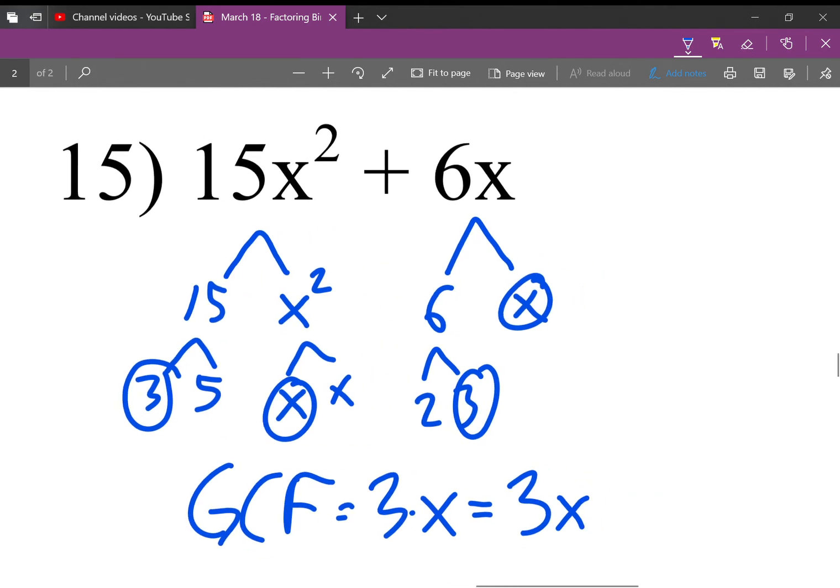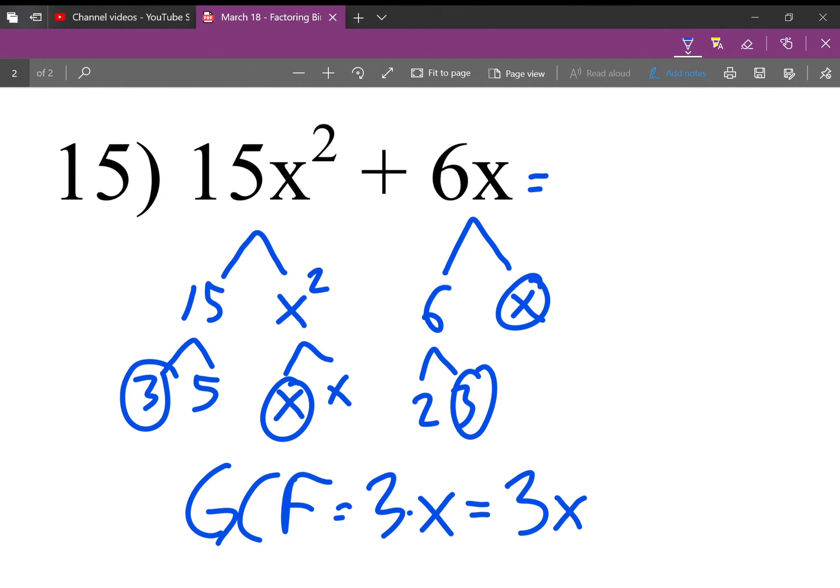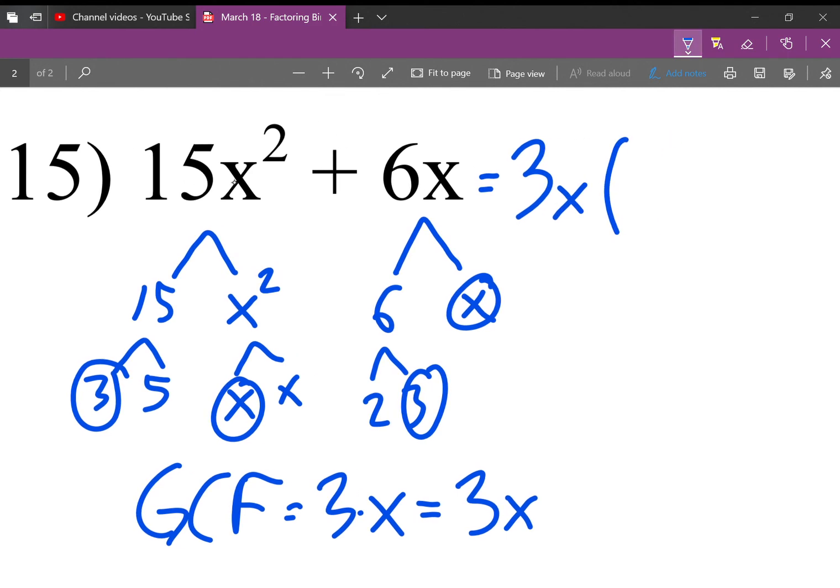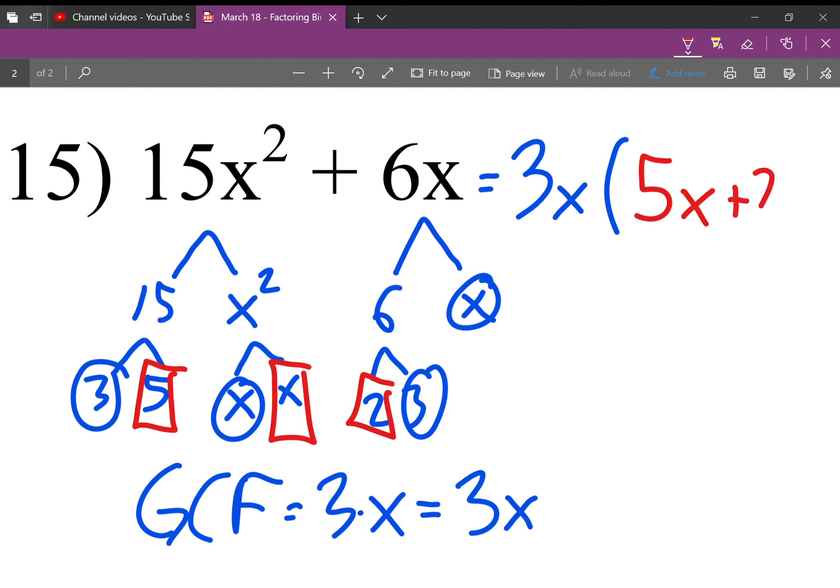Now I'm going to factor, so I'm going to make this equal to, the greatest common factor goes outside of a pair of parentheses. I'll open the parenthesis. And then what am I going to do? I'm going to look for the leftovers. In this first term, I have a 5 left over, and I also have an x left over. That's going to make 5x over here. Over here in the second term, the only thing I have left over is a positive 2. And so that gives me a plus 2. And then that is it. This is now factored.